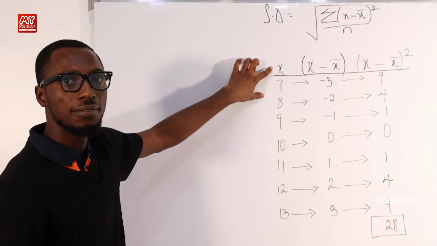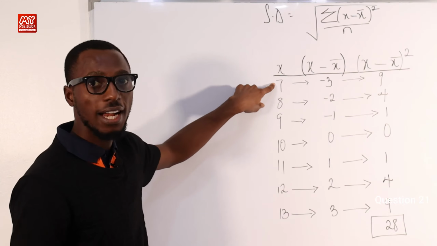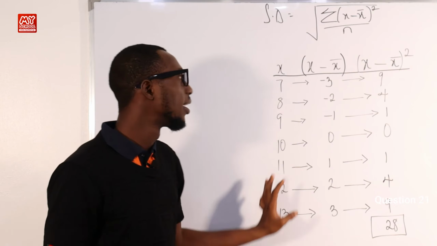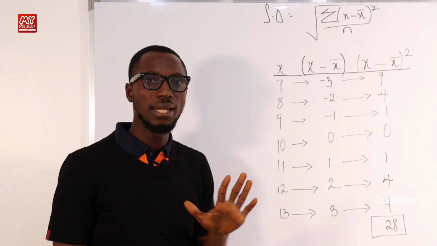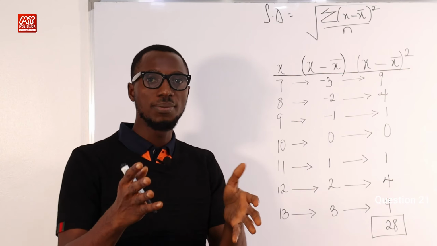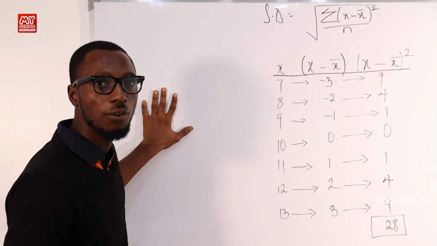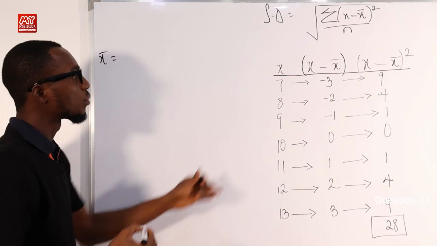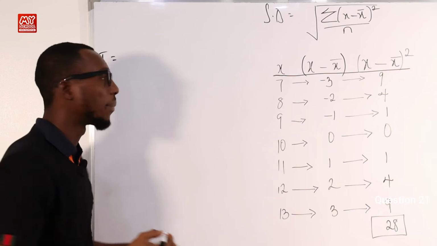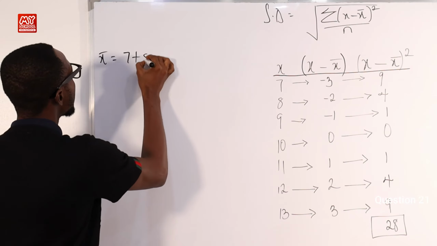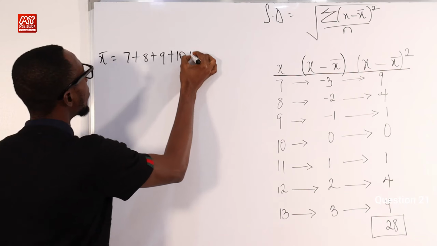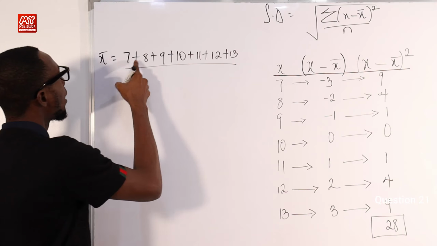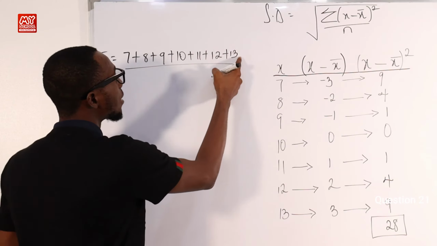So we have the column for x, which are the values given to us: 7, 8, 9, 10, 11, 12, and 13. Then we now have x minus the arithmetic mean. That means we have to first find the arithmetic mean. So let's find the arithmetic mean for this ungrouped data. You just have to add up all of the values divided by their number. So that is 7 plus 8 plus 9 plus 10 plus 11 plus 12 plus 13 over 7 values.